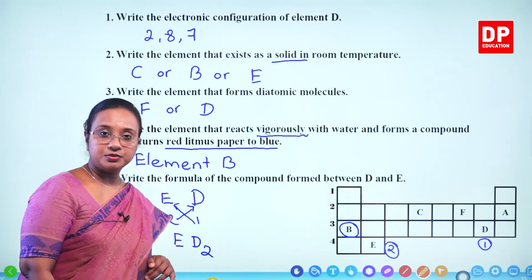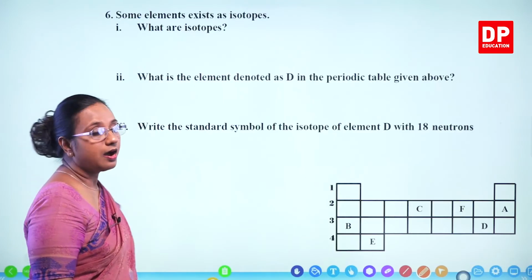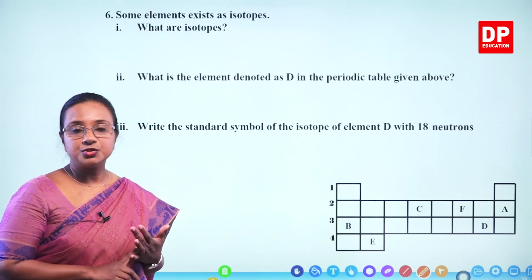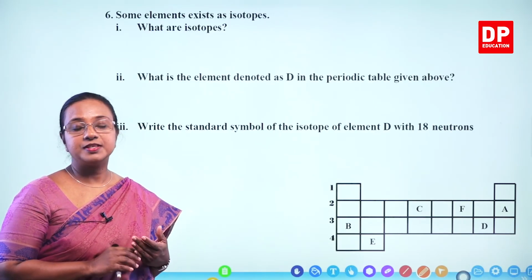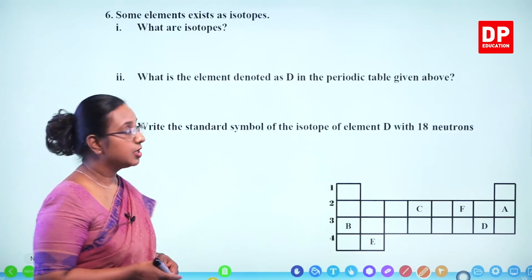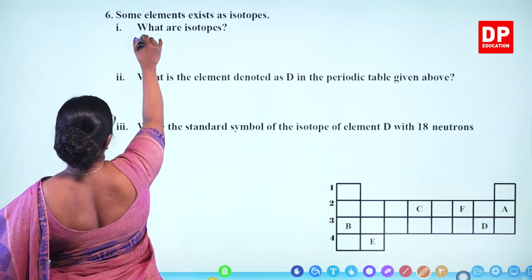Now we will go on to the next question. Some elements exist as isotopes. What are isotopes? You know the answer. Isotopes are atoms of the same element with different mass numbers. So you have to write the same explanation.